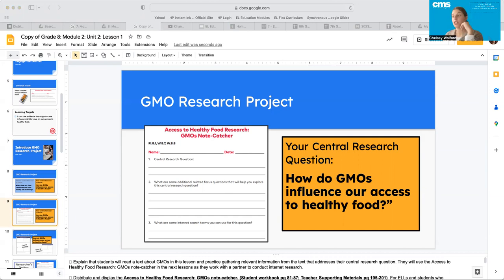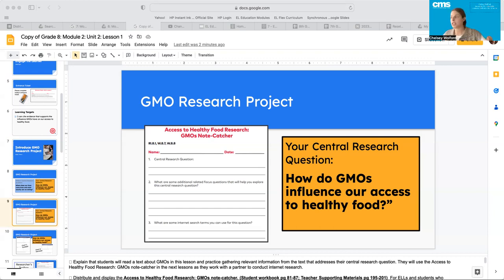So you're going to go ahead and read To GMO or Not to GMO, and then you're going to fill out the note catcher, Access to Healthy Food Research, GMOs note catcher. I will go over some of this with you guys, but you're going to work to start filling this in as you read. So today, you're going to fill in lesson 1. There should be a box that says lesson 1. So you'll fill in the source, which is To GMO or Not to GMO, and then you'll fill in all the information just for that source, because that's the only source we're reading today. And I hope that makes sense.